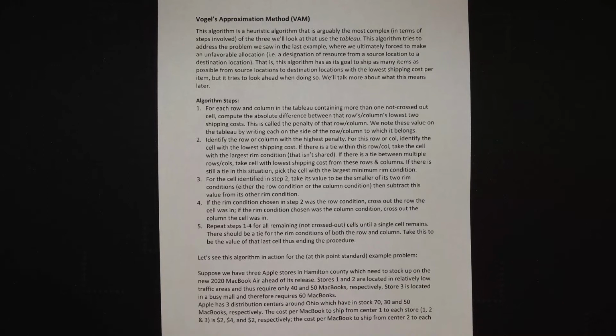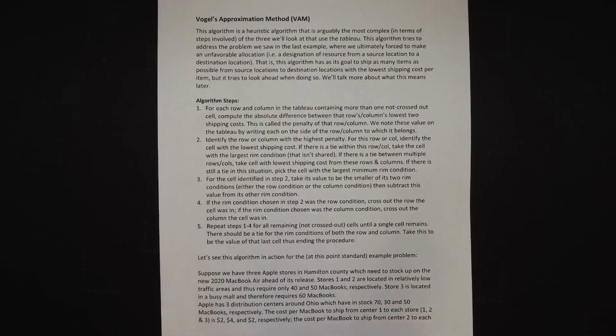The next step is to identify the row or column with the highest penalty. For this row or column, we identify the cell with the lowest shipping cost. If there's a tie, we take the cell with the largest rim condition that isn't shared. So if we, for example, had row 1 having the highest penalty, and we had a tie for shipping costs in the first two cells of row 1.